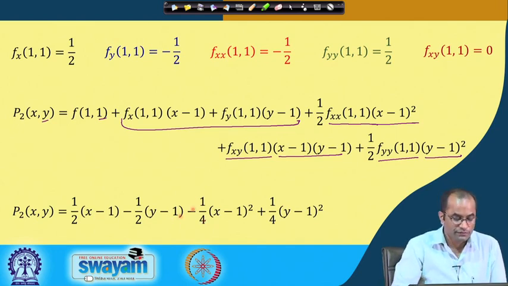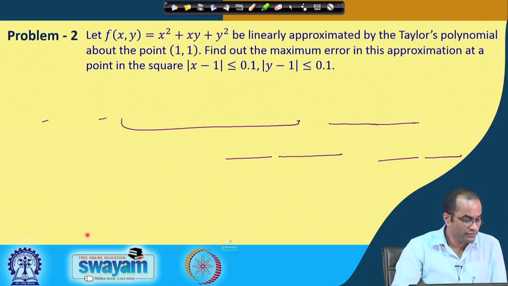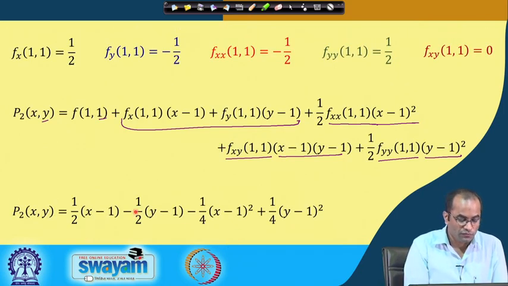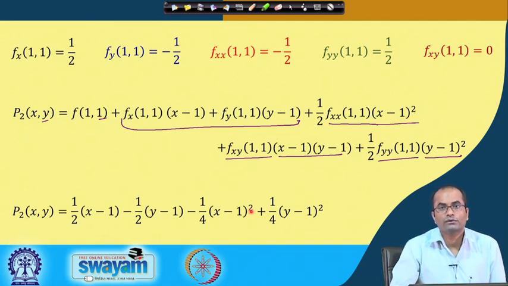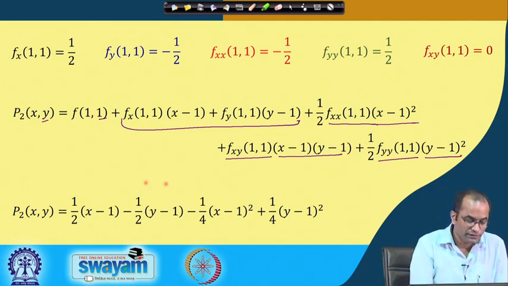and the accuracy of this polynomial will depend on how far we are from the point (1, 1). If we are in a very close neighborhood of (1, 1), this will give us a very good approximation of the function.